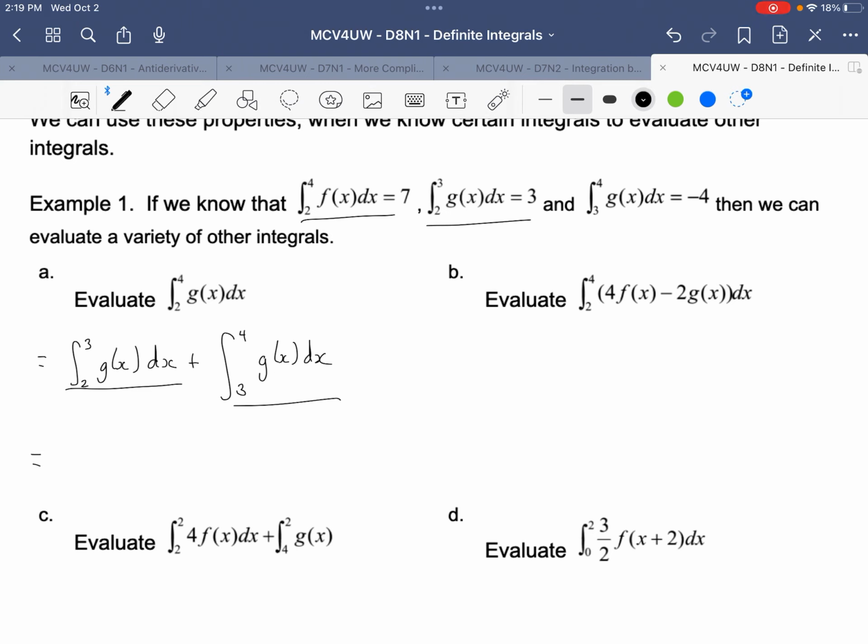So in this case, from 2 to 3, that's equal to 3. From 3 to 4 is negative 4. Therefore, this would be our negative 1 answer. Let's look at the second one.